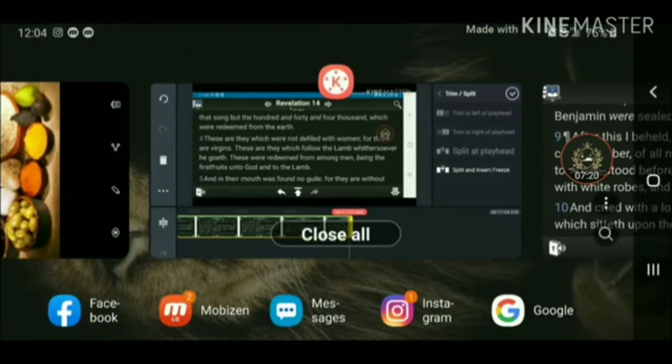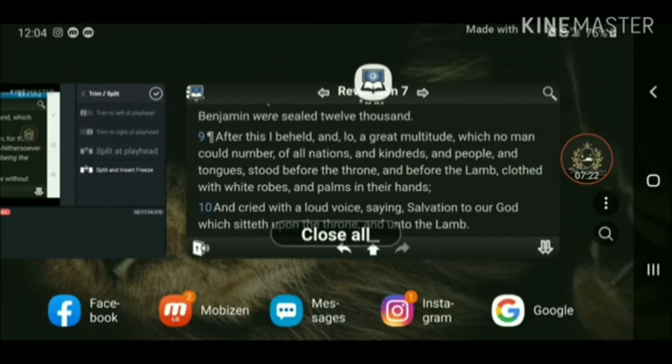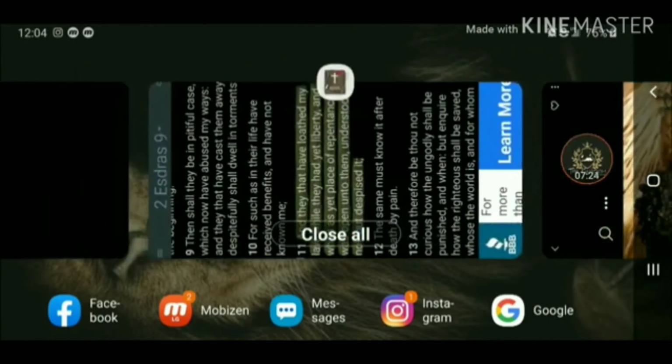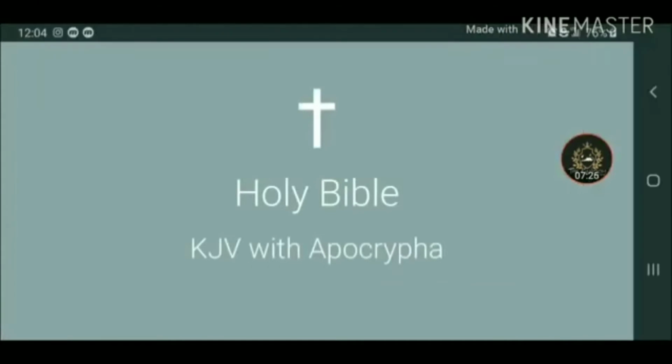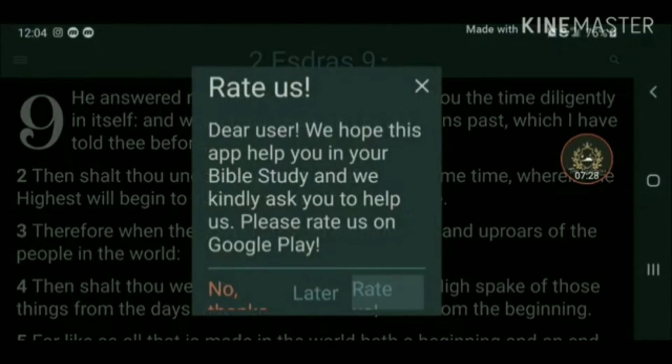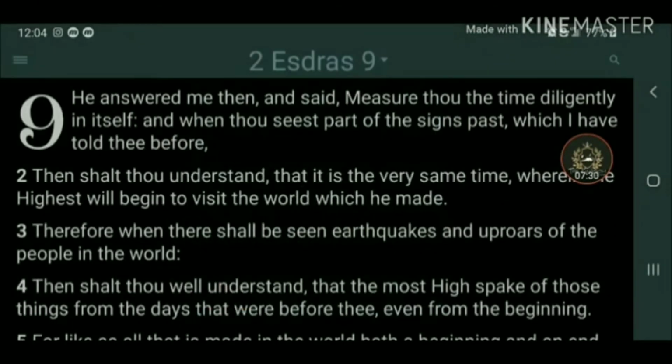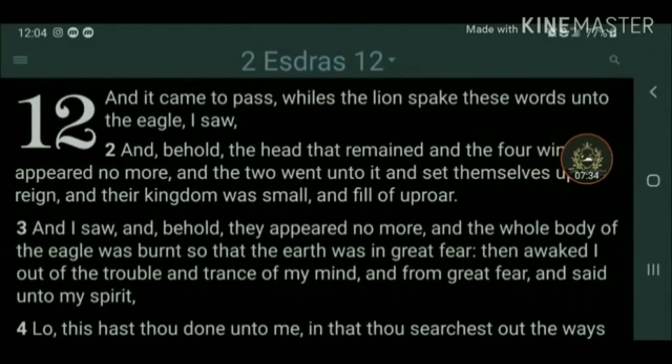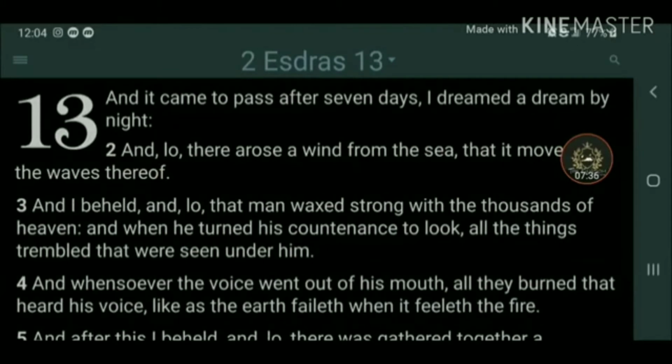Let's get the Apocrypha. All right. We're going to go look at 2nd Ezra, we're almost there, chapter 13. So this is 2nd Ezra chapter 13 and 1. You're going to see the same picture.